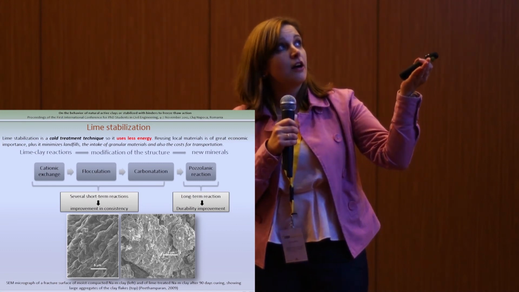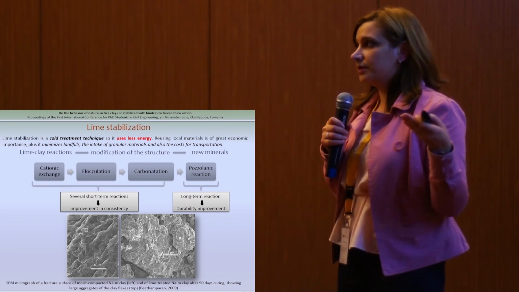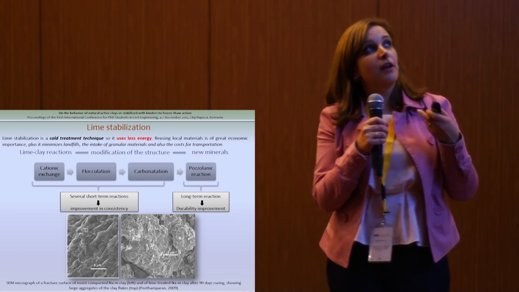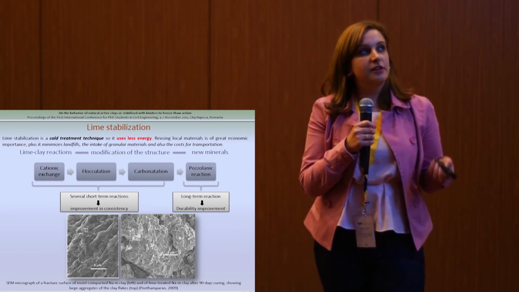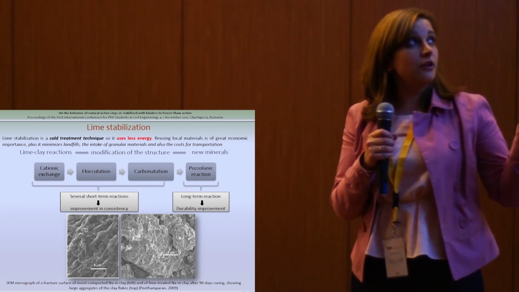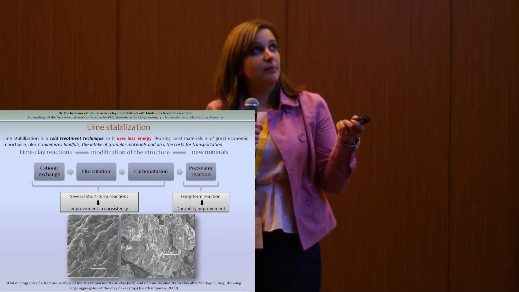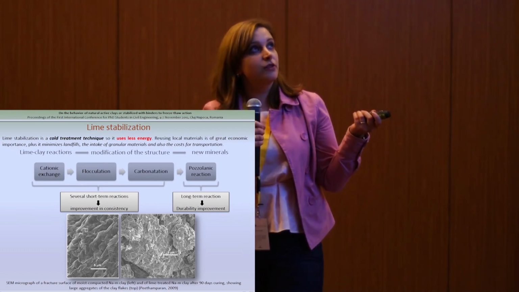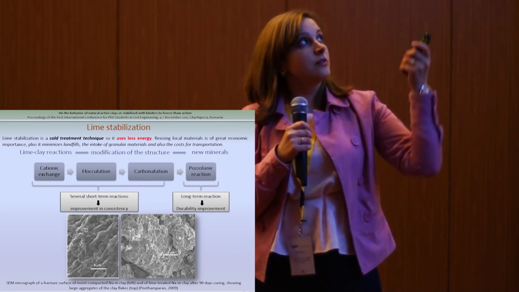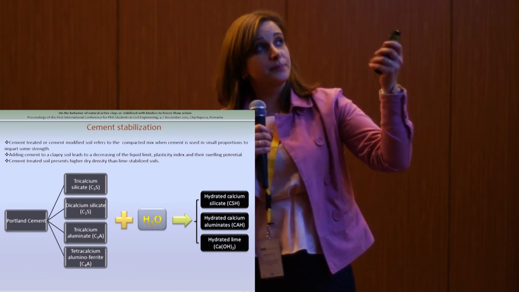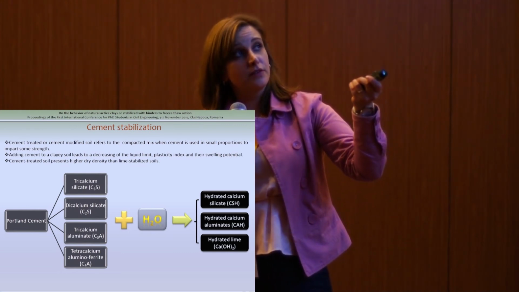The first three are short-term reactions which lead to improvement in consistency, but the most important is the fourth one, the pozzolanic reaction, which is a long-term one and brings the durability characteristics of the new material. And here you have two pictures, before and after the stabilization. The cement stabilization is also a chemical reaction. The Portland cement with the water creates another three products, and the most important one is, of course, the hydrated lime.